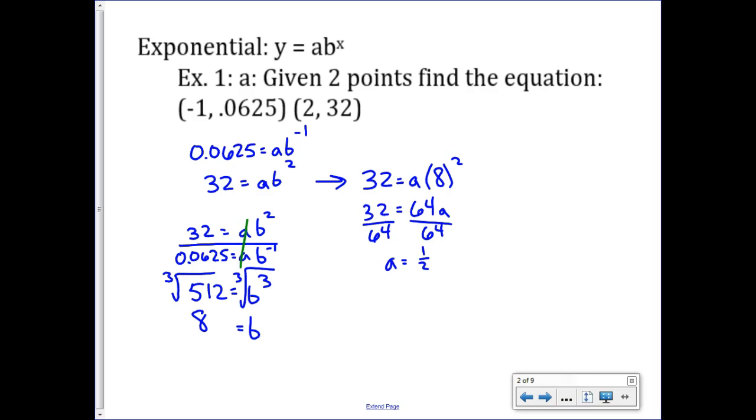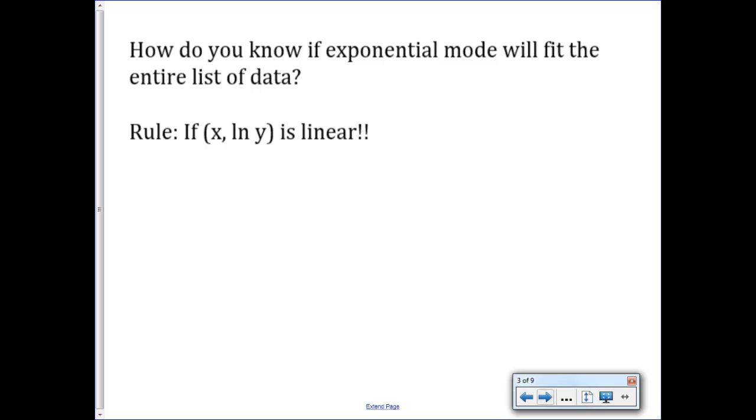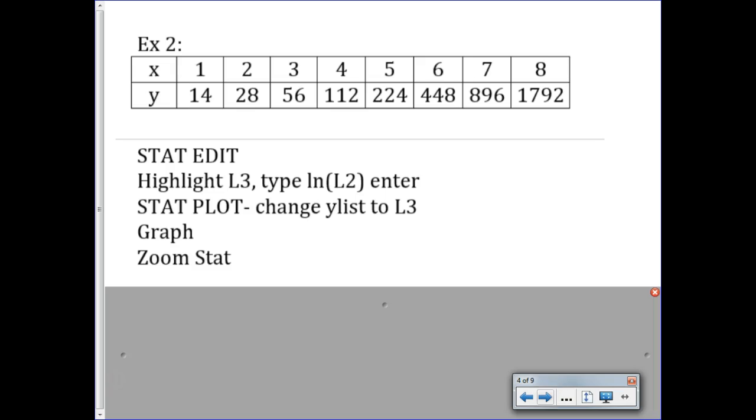So then we want to go back and write this exponential without our y's and x's. We want just a's and b's. So y equals 1/2 times 8 to the x. There's our exponential function. So all of that was done without a graphing calculator. But how do you know when you're dealing with exponentials? Well, if when we plug into the graphing calculator, we switch our y values to the natural log of y, and it's linear. So this next slide walks you step by step through how to do that.